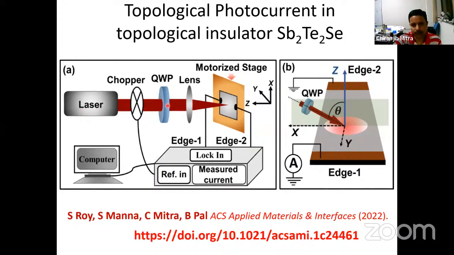The laser used was a 650 nanometer laser, with a chopper that chops the beam at a frequency that is measured in the lock-in amplifier. We also lock the photocurrent with this lock-in amplifier at the same frequency. A lens was used to set the size of the beam, and a quarter wave plate was rotated to vary the polarization of the light, because this is a polarization dependent measurement. The spot size was about 160 microns.